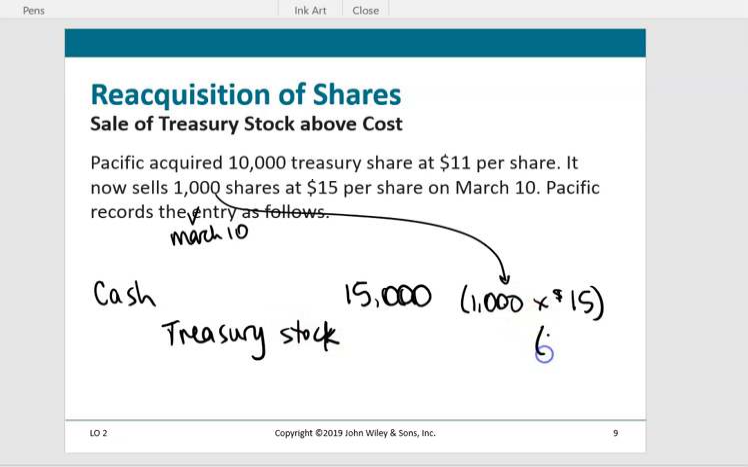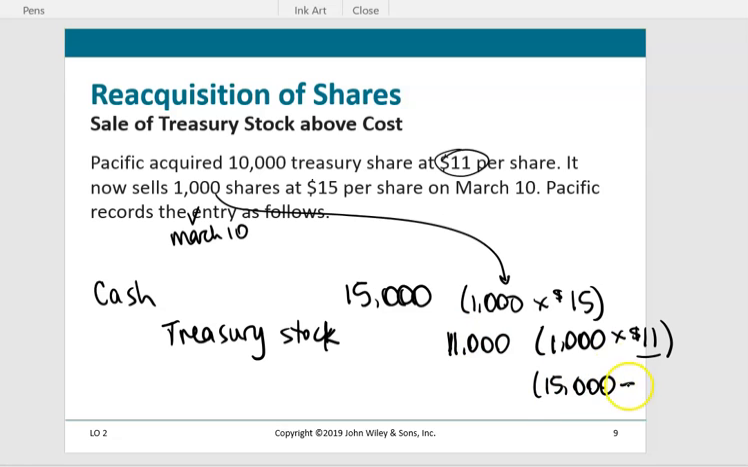And we're going to do this at the cost the company incurred when they initially acquired those treasury shares. Remember, they initially bought them at $11 per share. So we're going to track that. 1,000 times 11, we're tracking that initial cost. And where do we put this difference? We received 15,000. Those shares cost us previously 11,000. Where do we put this 4,000 difference?